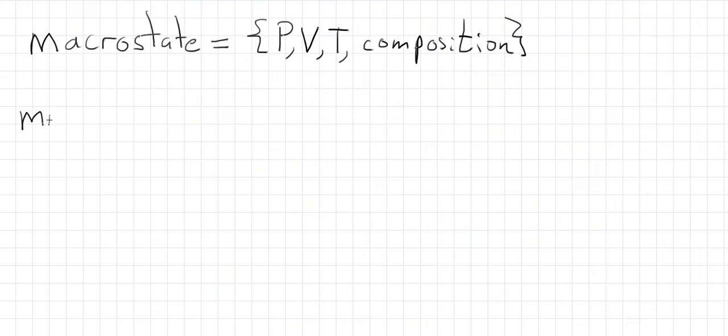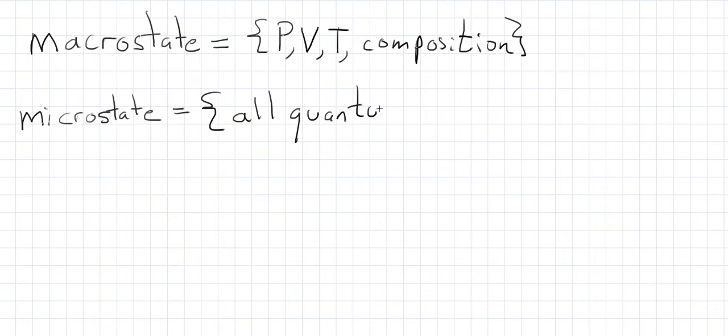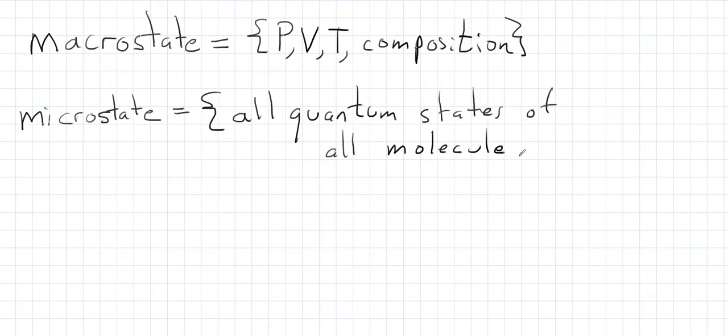A microstate is completely different. What would we have to know to know the microstate? Well, to know the microstate, we'd have to know all the quantum states of all the molecules in the system. And that's a lot of information. So knowing a microstate, you're knowing a lot more than you do with a macrostate. So you'd have to know, for instance, the vibrational, rotational, and translational quantum numbers of all the system.